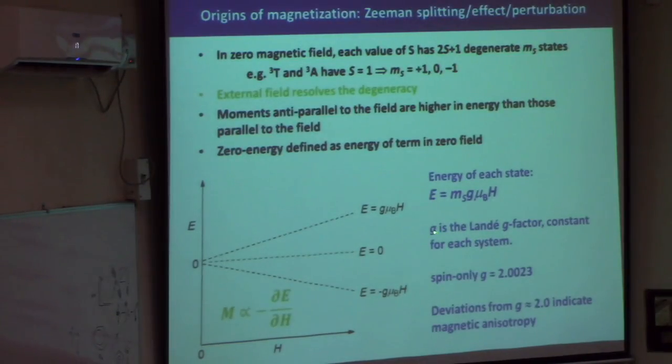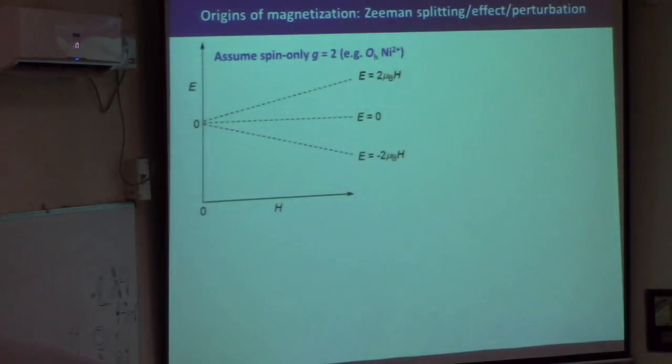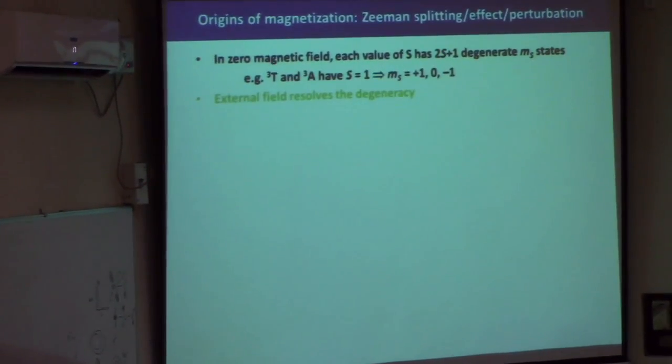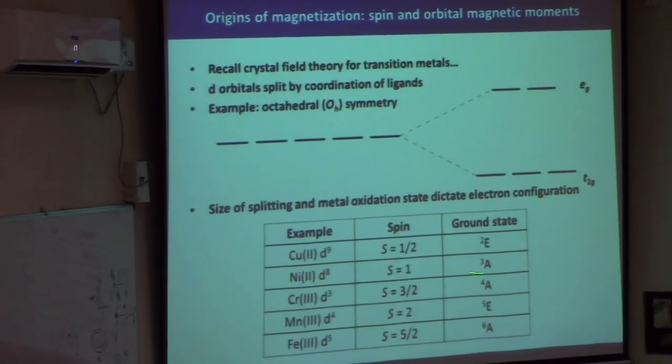So g then is this Landé g factor, which is constant for the system you're looking at, and these things can be determined by EPR spectroscopy. For an electron on its own, this is the g value, 2.0023. Any deviations from this indicate magnetic anisotropy. Okay, we've already seen for dysprosium that the g value can be in the region of 20 in the z direction, so that's huge. So, what we can say then, as we move forward, if we have a spin-only system with g equals 2, let's say octahedral nickel 2, so this is, got a couple of slides, nickel 2 is here, S equals 1, triplet A.